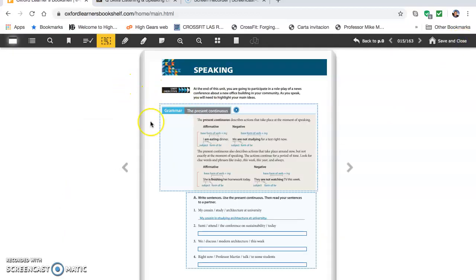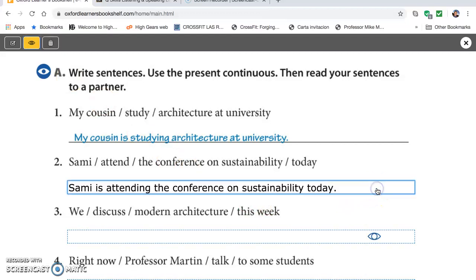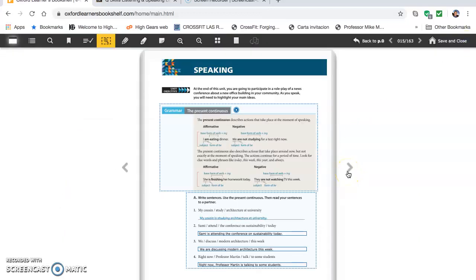Okay. Now, what we're going to do is look at the answers. I'd like you to pause the video for a second and let's take a look at the answers. Number 2, Sammy is attending the conference on sustainability today. We are discussing modern architecture this week. And what do you think the answer to this one was? Right now, Professor Martin is talking to some students. Did you get the same answers? Great.